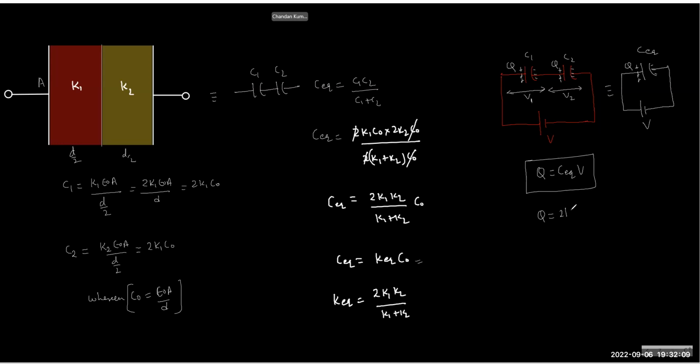Or in fact, we have the answer. How much? 2K1 K2 upon K1 plus K2, same epsilon naught A by D into V. It's a big answer, but with ease, right? And because the charge is going to be the same, it is not required to find it individually. You can just reduce it to one, find the answer there, and that will be your answer. Is this clear? Yes.